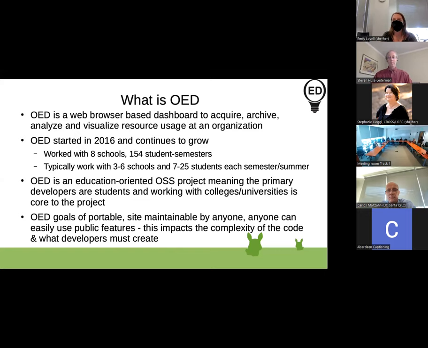We're in our seventh year right now. The project's continuing to grow. So far, we've worked with 8 different schools, colleges, universities. And I say 154 student semesters because the way I calculate it was, it's how many semesters worth of effort students have given so far to the project. And these are students who have done substantial work, not ones that did little. And some are counted twice because they work more than one semester, but that's not as common. And right now, the project's typically working with 3 to 6 schools per semester with 7 to 25 students. And the cap is at 25 because when you hear how I mentor students, you'll understand why I'm at my limit of capacity right now.